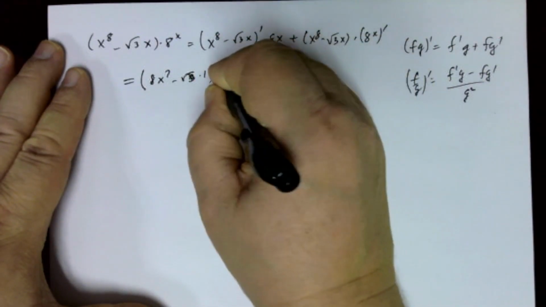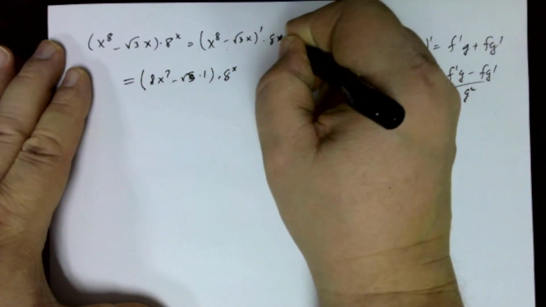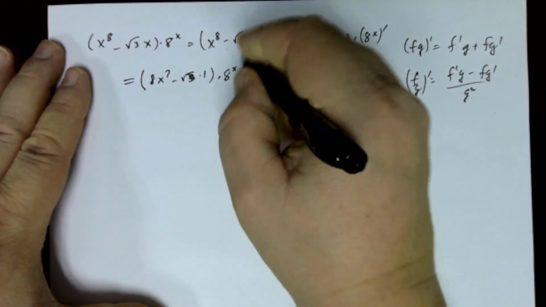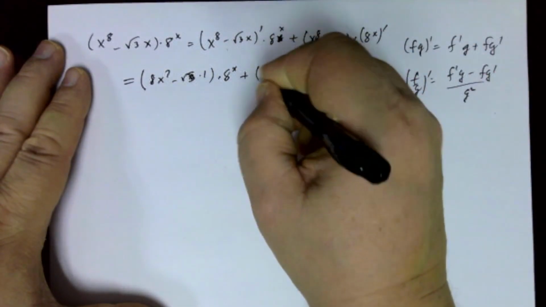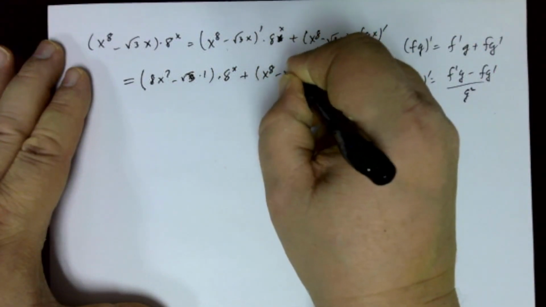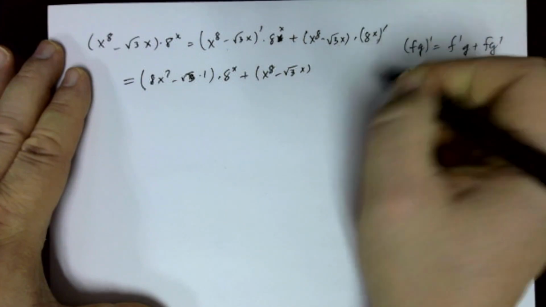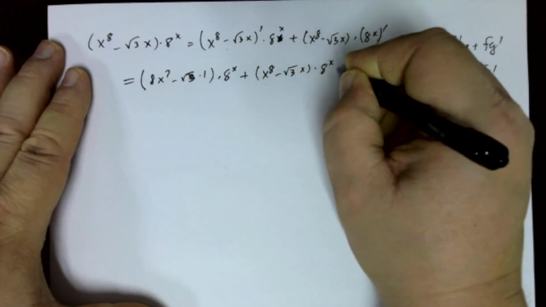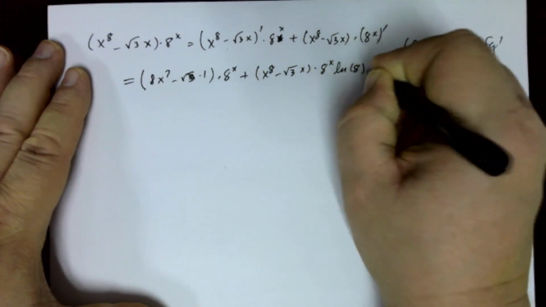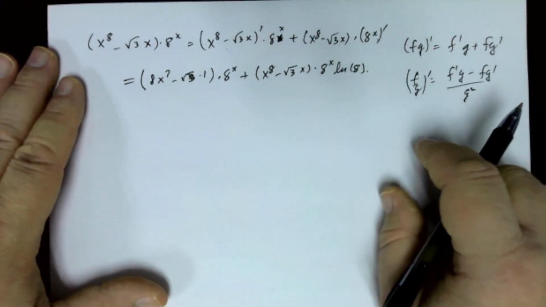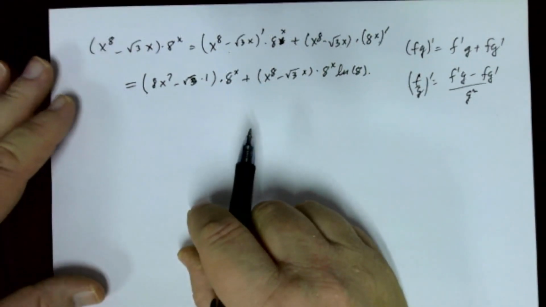Okay, and then we just multiply by 8 to the x power, and that looks like 8^x. And then we add the first function times the derivative of that, which is 8^x times the natural log of 8. Good. So that is the first one. And you can leave your answer written out like this.